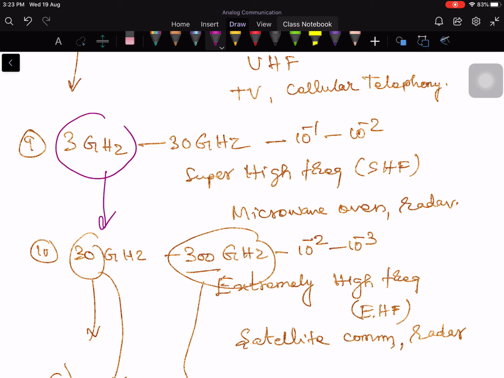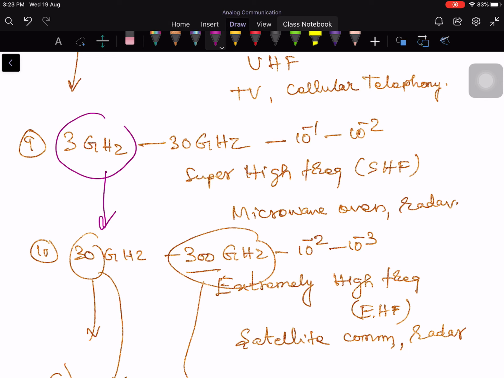Okay, so in each range, a typical application is only given as an example, but this is not exhaustive. So these are all typical examples. Don't take it as it is. You can explore some other applications also in that frequency range. The choice of application is the one which is more common among the public.